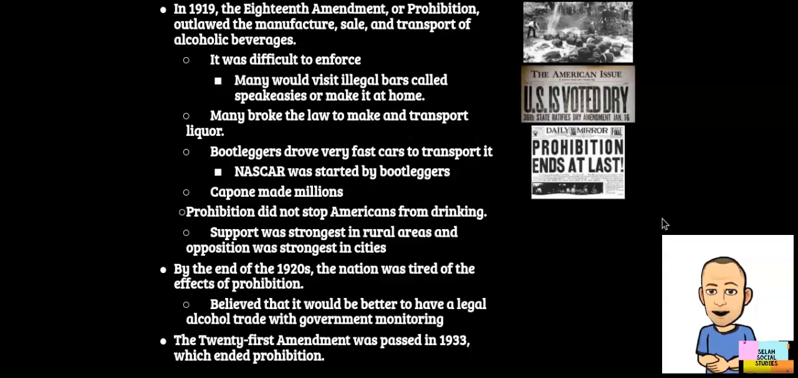The law reduced the consumption of alcohol, but failed to stop Americans from drinking it. Of course, like everything else in the 1920s, Prohibition was supported mostly in small rural towns and opposed mostly by the young urbanites in the cities. By the end of the 1920s, the nation was feeling the effects of Prohibition. The government usually collected taxes on alcohol and had been losing money for a decade, and Congress believed that it would be better to have a legal alcohol trade with the government monitoring it, and Prohibition ended with the passing of the 21st Amendment in 1933 with celebrations across the country.